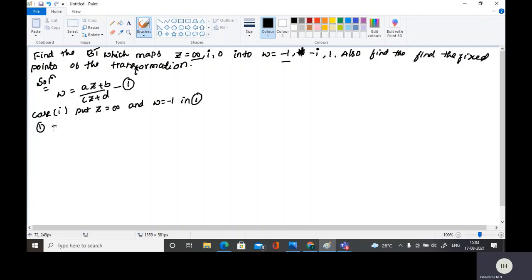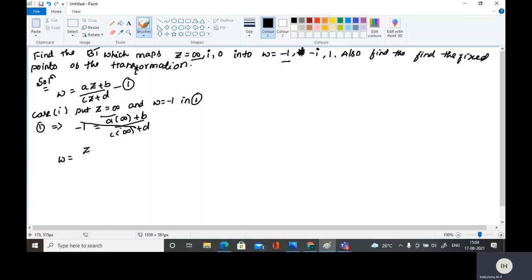So equation 1 becomes minus 1 is equal to (a into infinity plus b) by (c into infinity plus d). See, here we have infinity. A into infinity is infinity plus b is infinity only, by c into infinity is infinity plus d. That is infinity by infinity, which is an indeterminate form. We cannot find the solution for this. Then what we have to do before substituting z as infinity directly? We have to simplify the RHS to not get the indeterminate form.